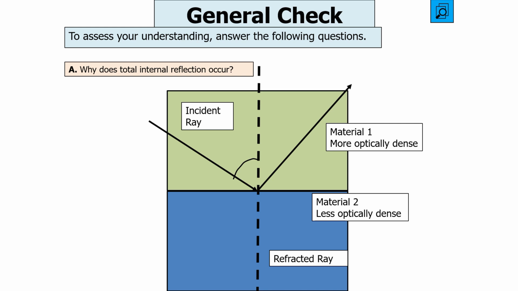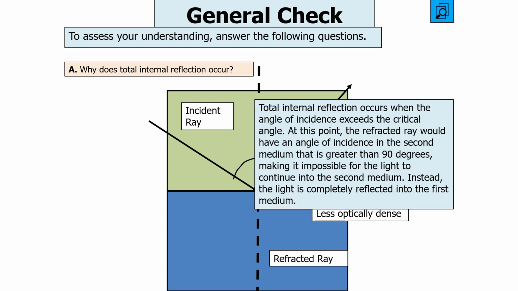Why does total internal reflection occur? Pause the video now, then unpause the video when you want to go through your answer. Total internal reflection occurs when the angle of incidence exceeds the critical angle. At this point, the refracted ray would have an angle of incidence in the second medium that is greater than 90 degrees, making it impossible for the light to continue into the second medium. Instead, the light is completely reflected into the first medium.